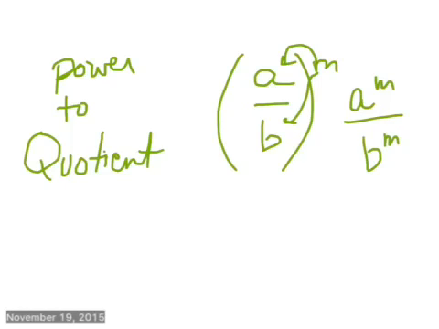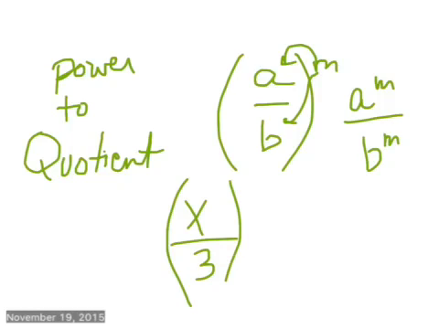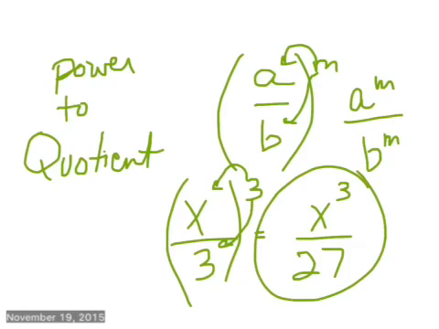So if I had something like x over 3 cubed, this would go into the top. So it would be x to the third. And this would go into the bottom. So that would be, what's 3 to the third? 9? No. No. It's like 27. 3 times 3 is 9, times 3 is 27. Right? So be very careful. Don't fall into that trap.